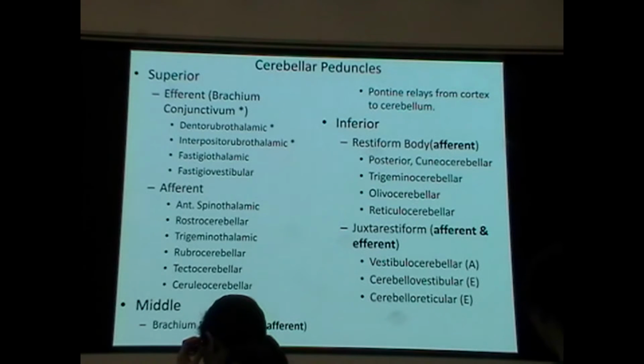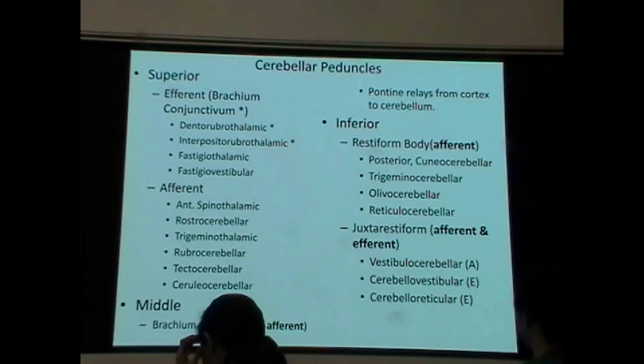But pathways here that are efferent, okay, dento-rubrothalamic, that is deep cerebellar nuclei sending information from the dentate nucleus to the red nucleus and the thalamus, ventrolateral nucleus. Also from the interpositus nucleus to the red nucleus and the thalamus, ventrolateral nucleus. These are coming out of the cerebellum and going to these pathways.